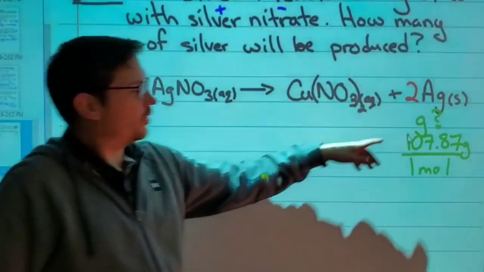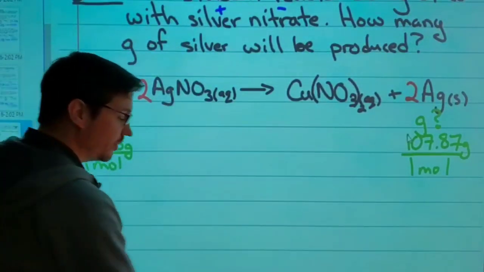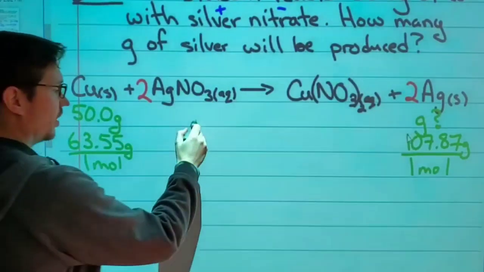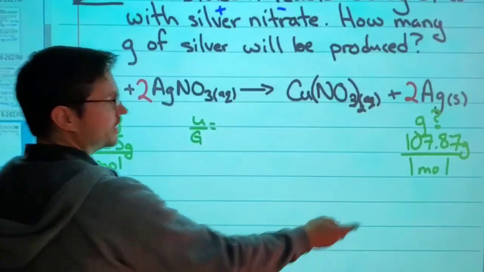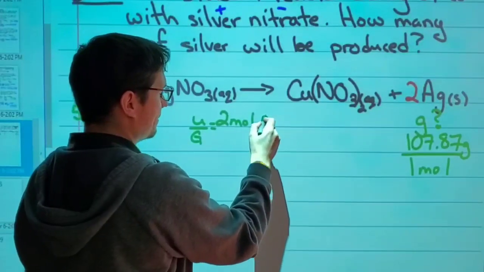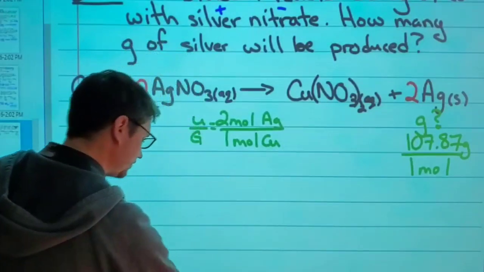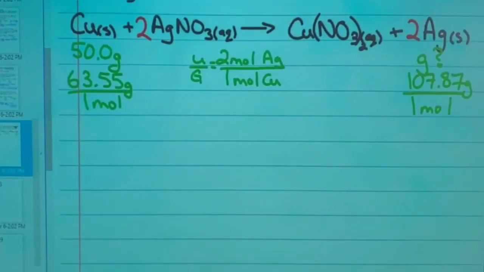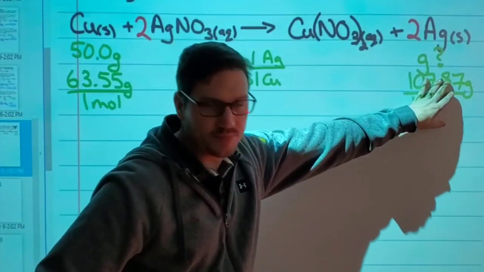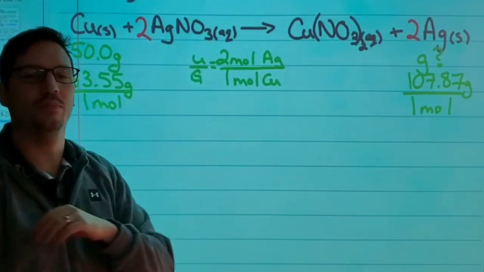We're going to get moles there. Now the last piece of information, how do you convert from one substance to another? Is using the molar ratio. So our unknown over given is 2 moles of silver for every 1 mole of copper. Hopefully this makes sense. Grams go with grams per mole, right? Mass goes with molar mass, and then the molar ratio.